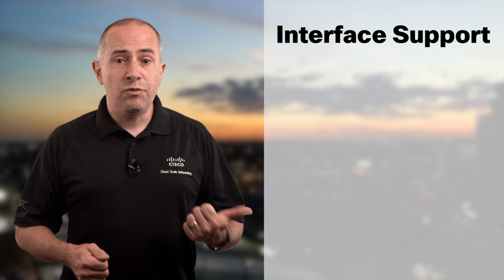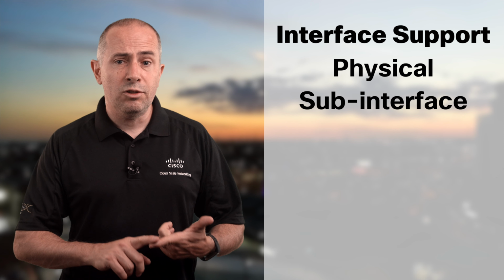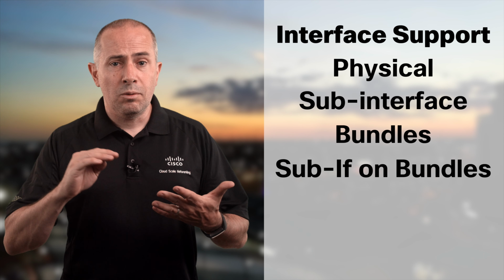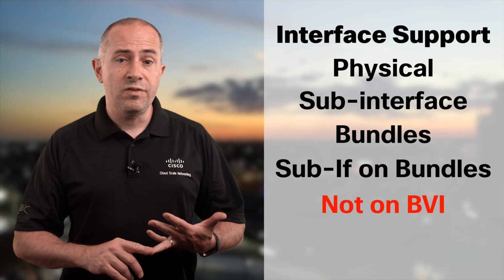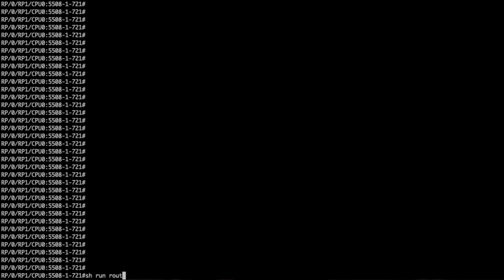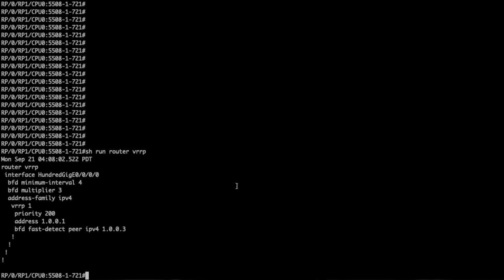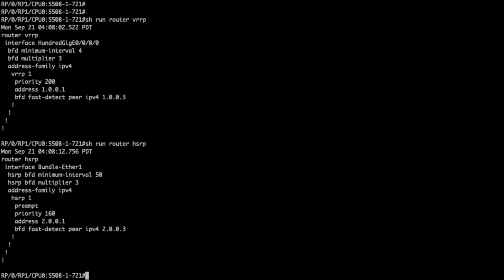We have some important limitations to keep in mind. First, the feature is supported on physical, sub-interface, bundle, and bundle sub-interface, but not over BVI today. Also, HSRP and VRRP don't support RP failover. In terms of configuration, it will be done under the VRRP and address family. 10.0.0.1 here represents the VRRP virtual address, and 10.0.0.3 is the opposite interface IP tracked by the BFD. And a very similar configuration is used for HSRP.